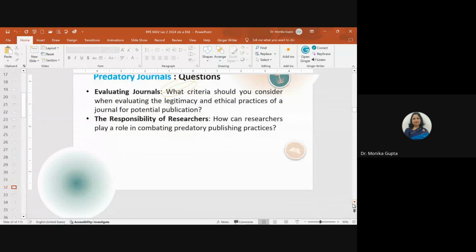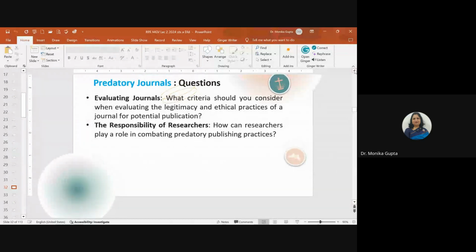So the question: what criteria should you consider when evaluating the legitimacy and ethical practices of a journal for potential publication? Yes, please. We check their impact factor. But in previous discussion, one of us mentioned that this may be false. They may create false impact factors. Then we will be in the trap. So what should we do?